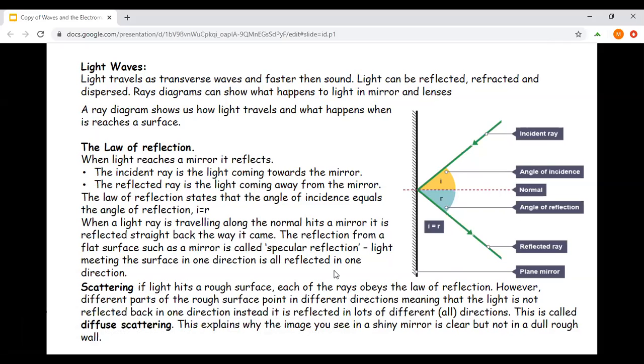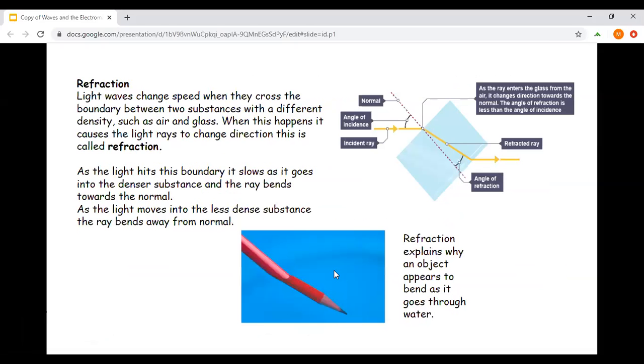So it means that the light isn't actually reflected back in one direction. It's spread out or scattered. Now, this is an example of diffuse scattering, and it explains why you get a nice clear image and you can see yourself in a shiny mirror. However, you can't see it in a dull painted wall.